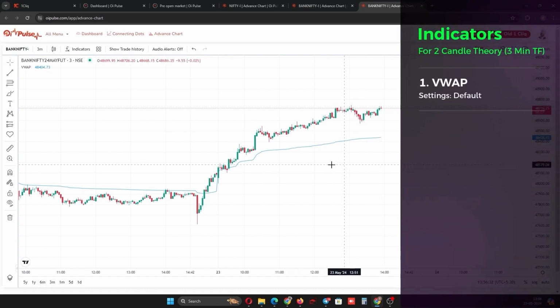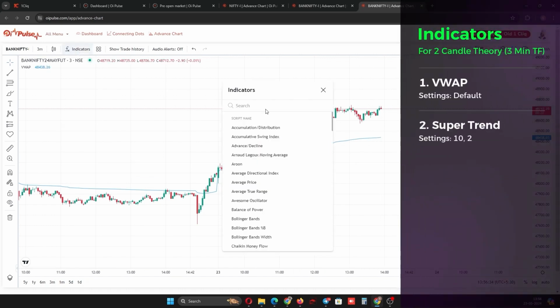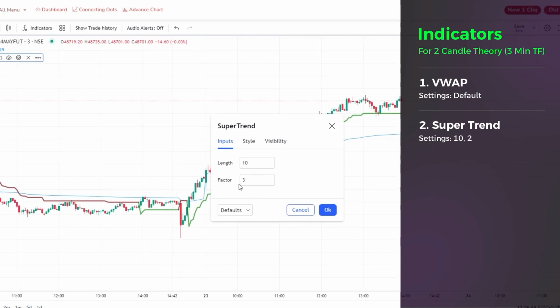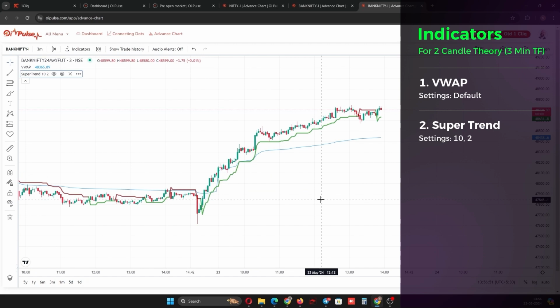The next indicator would be super trend. I'll go to indicator, super trend. I have added super trend. By default, it is 10, 3, but we will be using 10, 2. Length is 10, factor is 2. This is a super trend which we will be using.